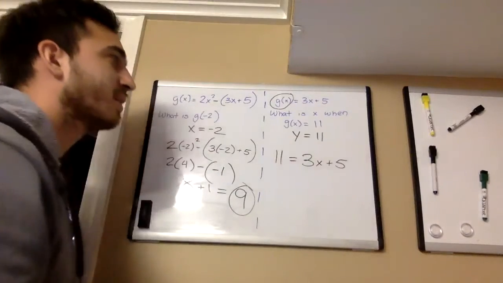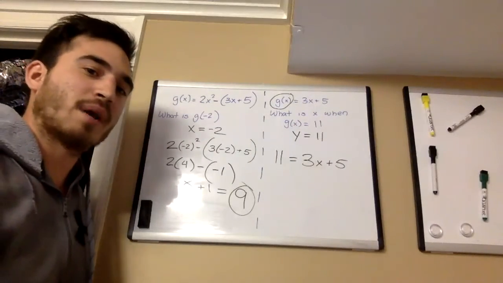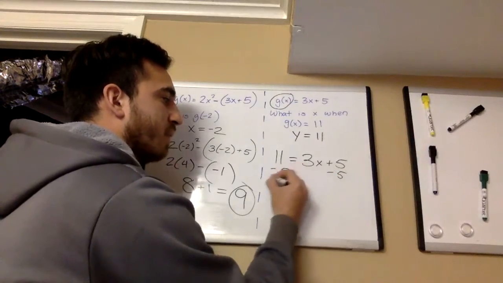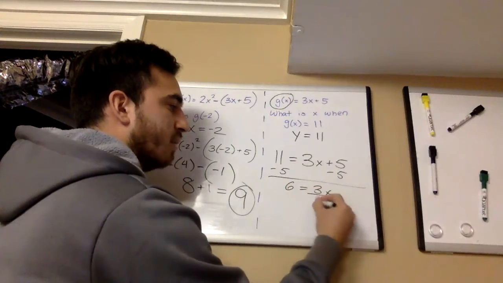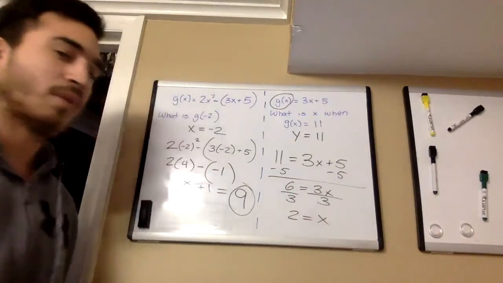The way that I know I did this correctly is because they're asking, what is x? I'm trying to solve for x in this problem. So now I just need to solve. Minus 5 on both sides, minus 5. You get 6 is equal to 3x. Divide that by 3, divide that by 3. You're going to end up getting 2 is equal to x.